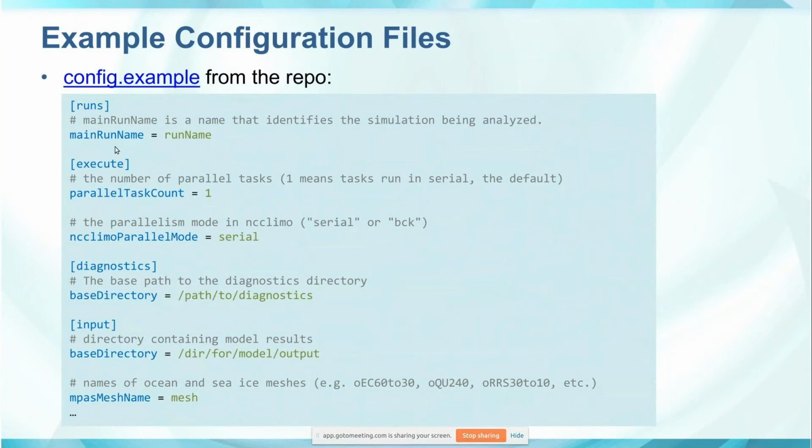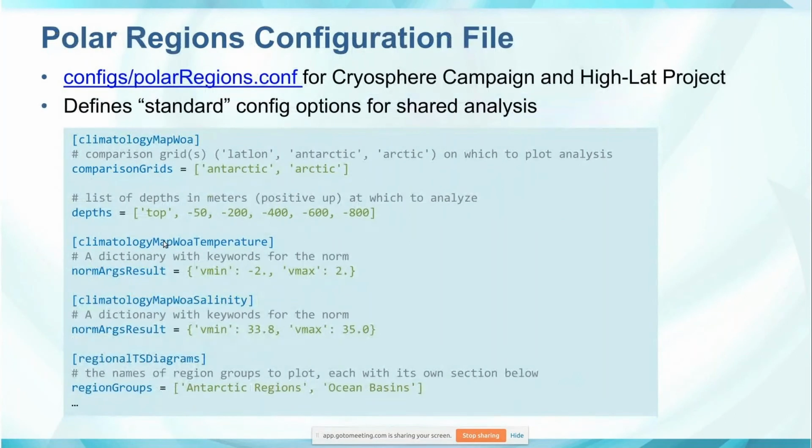So you have various what are called sections, with different options within each section, and I'll go through the most important ones just real quick here. I mentioned that we have a specific configuration file for polar regions, so the Cryosphere campaign, and then kind of another project that's also interested in high latitudes, the High-Lat project in COSIM at LANL.